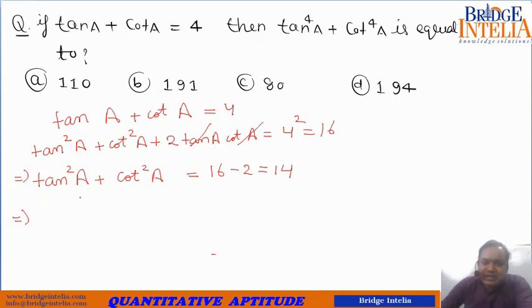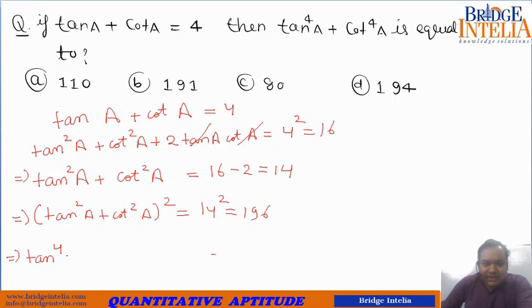So we square it again. Now we are squaring this term again. Tan square A plus cot square A whole square is equal to 14 square, which comes out to be 196. So now let us see: tan to the power 4 A plus cot to the power 4 A plus 2 tan square A into cot square A. Now you see tan square A and cot square A are also reciprocals of each other. So you have achieved the purpose of cancellation.